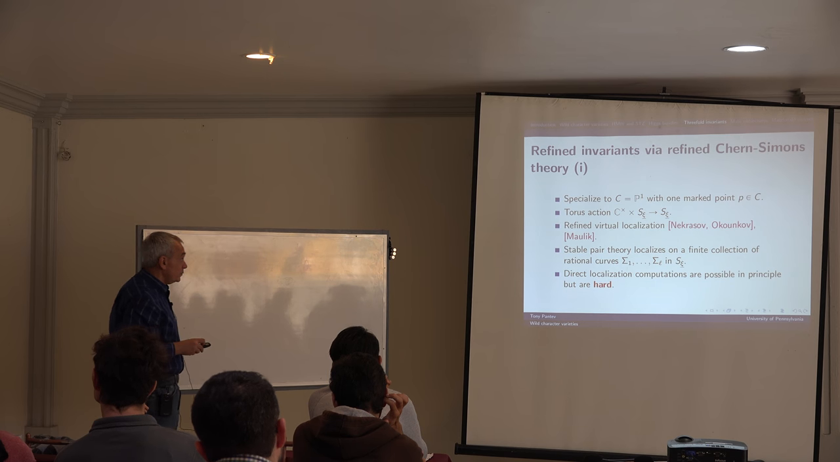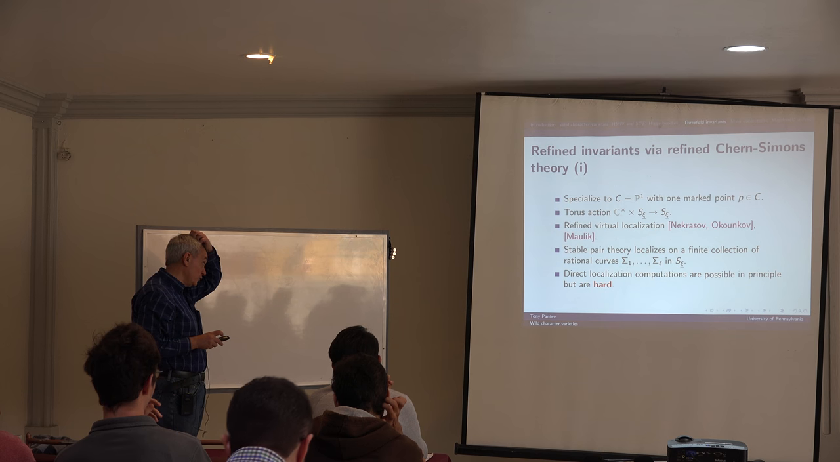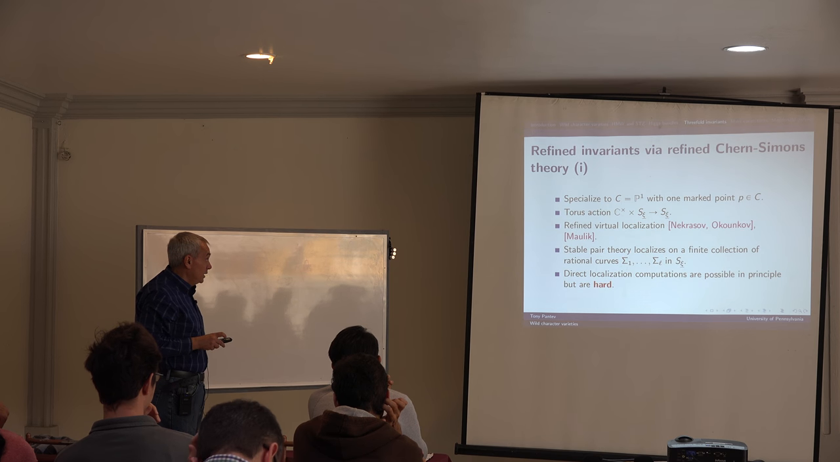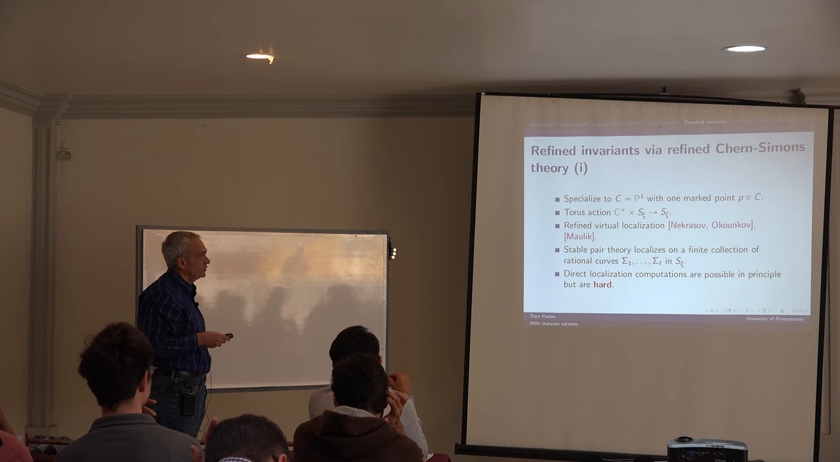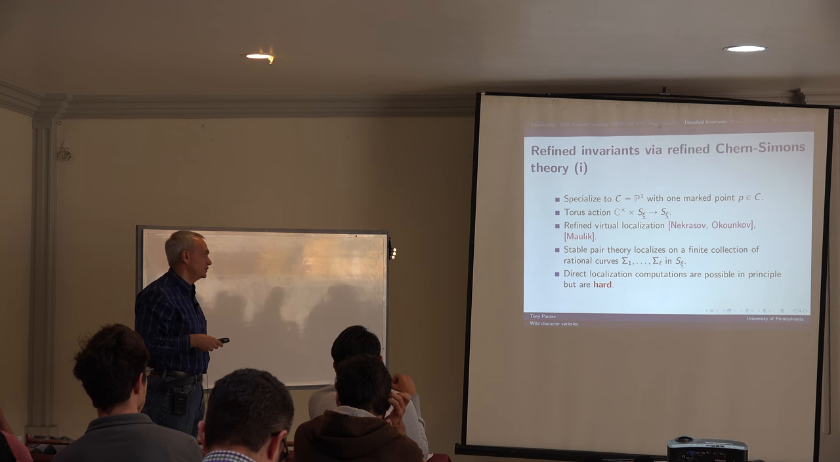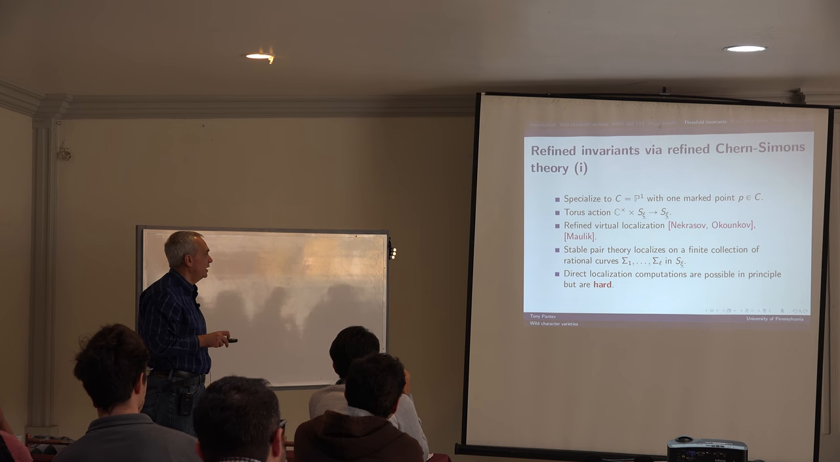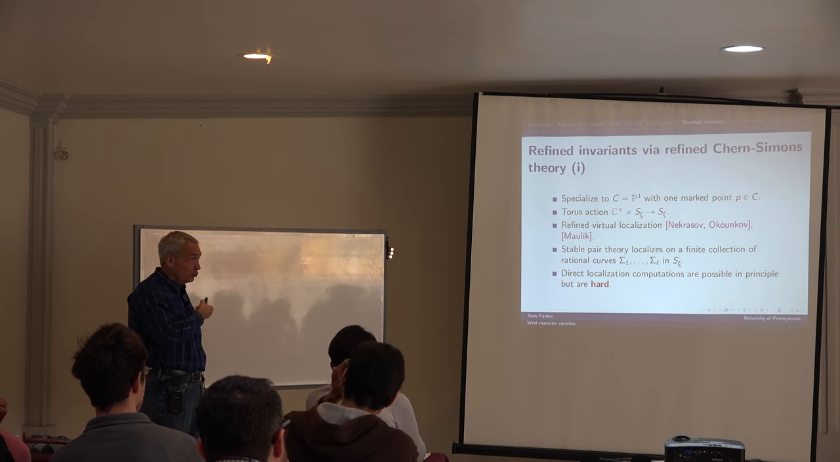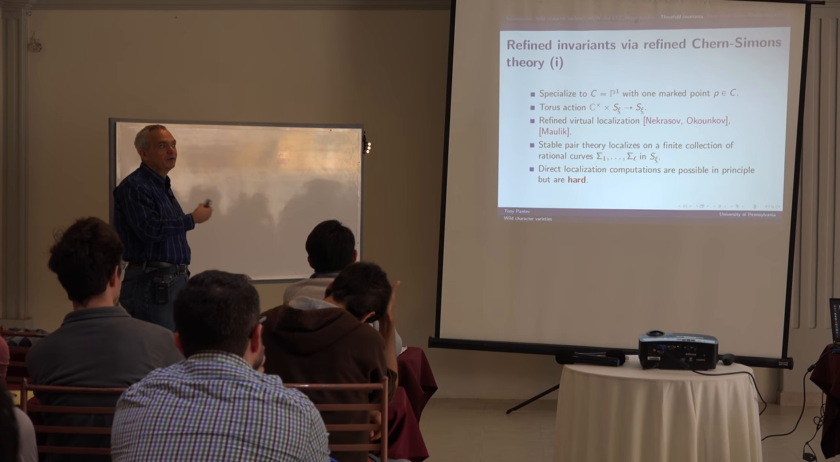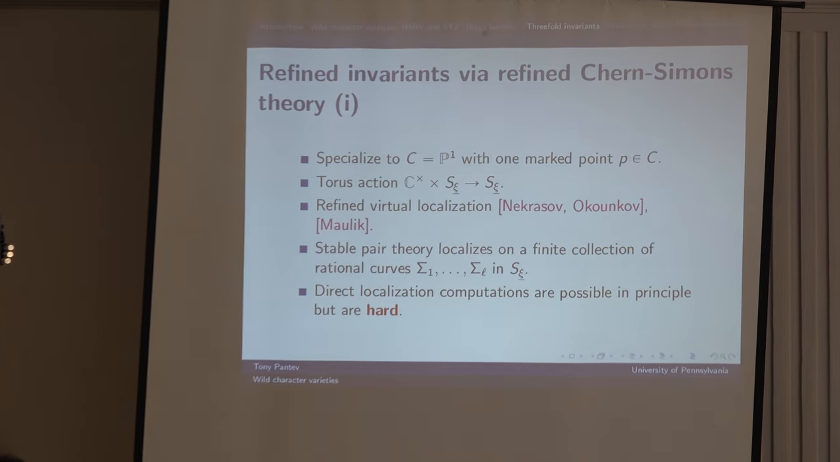Okay. So now you take this virtual localization of Nekrasov, Okounkov, and Maulik, and use it to localize the computation for the stable pair theory to the curves which are fixed under the torus action. And there are finitely many of them in the surface S. And in fact, in this case, you should be able to compute the whole thing by virtual localization. It's just very hard. So we could only do it in some very limited special cases.